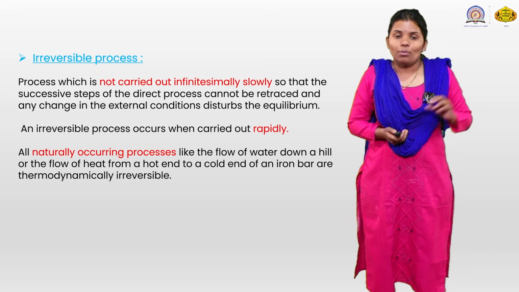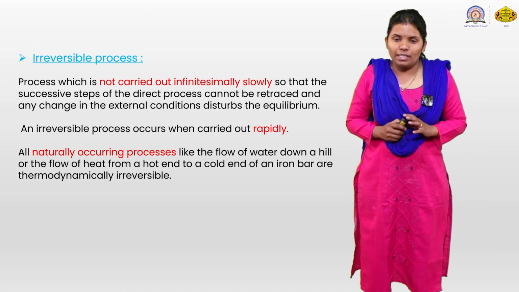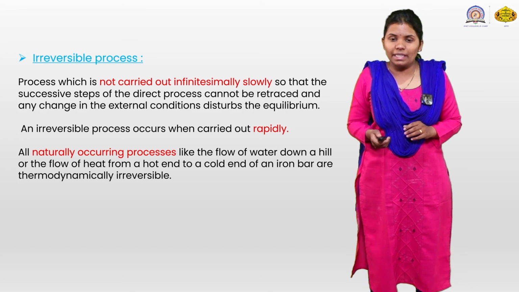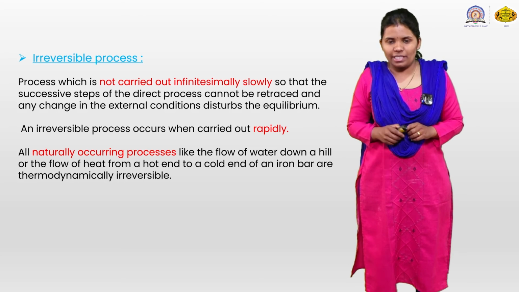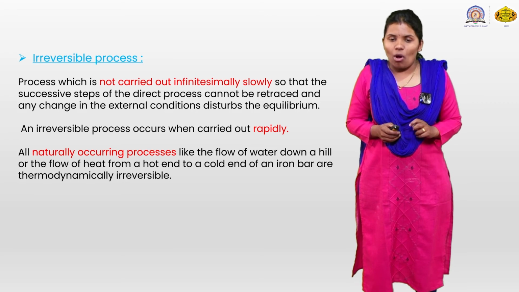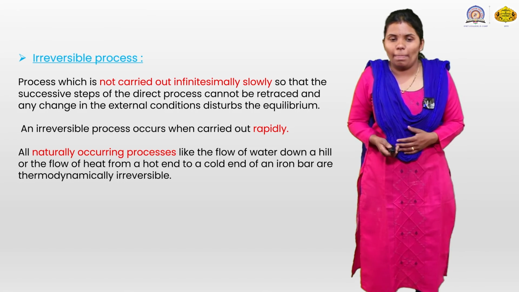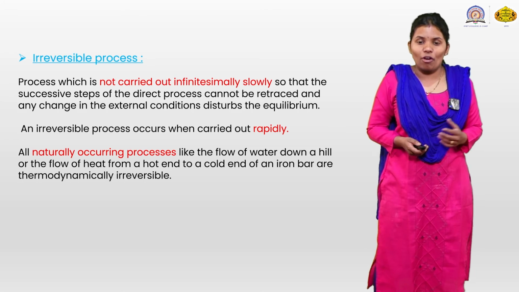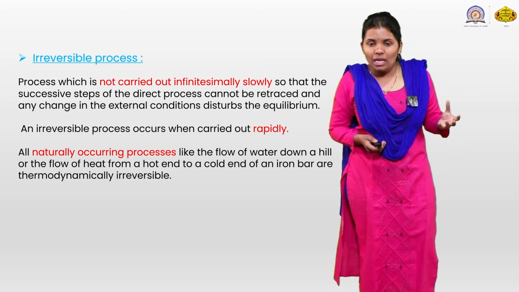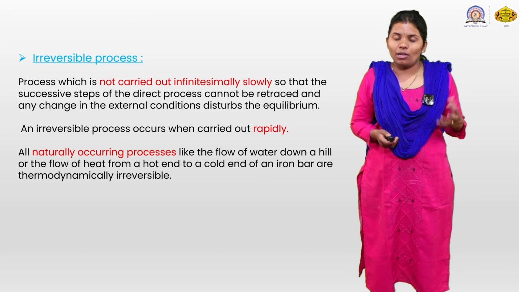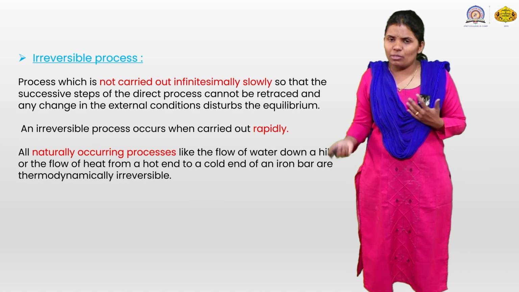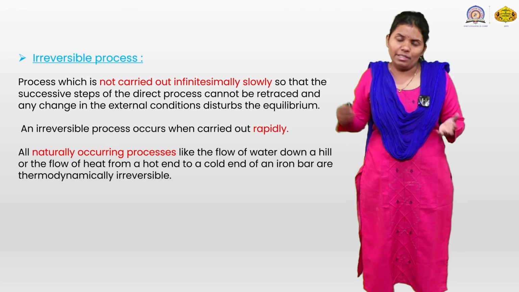Irreversible process: a process which is not carried out infinitely slowly, so that successive steps of a direct process cannot be retraced, and any change in external condition disturbs the equilibrium. An irreversible process occurs when carried out rapidly. All naturally occurring processes, like the flow of water down a hill or the flow of heat from the hot end to the cold end of an iron bar, are thermodynamically irreversible. There are a number of irreversible processes which occur daily in nature.